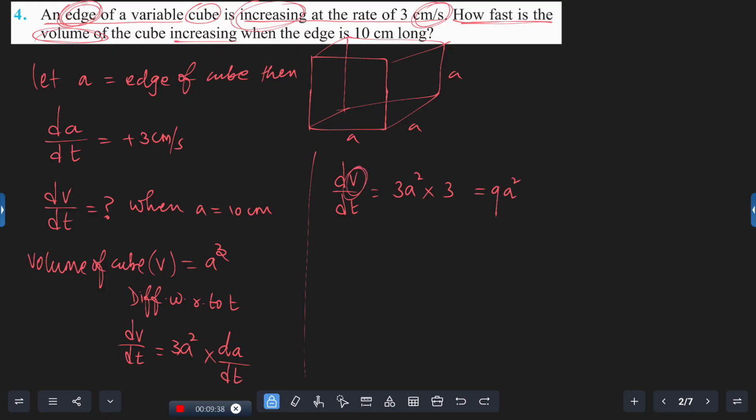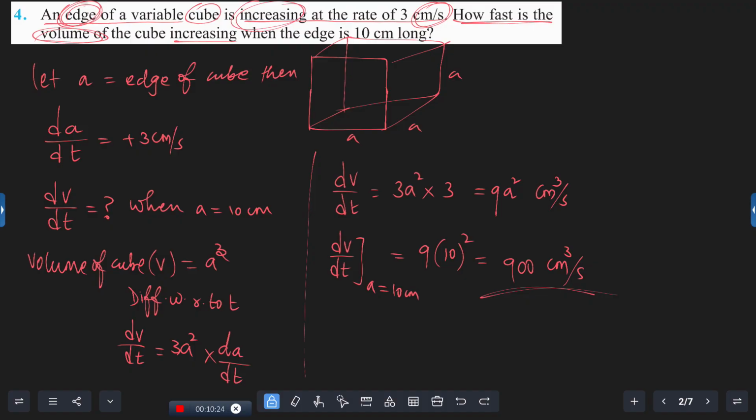The volume unit is centimeter cube per second. This is in general. Specifically, they have given the value: when the edge is 10, then a equals 10 centimeter, so 9 times a square, with a value of 10, gives 10 square. So that is 900 centimeter cube per second. Do you understand? I hope you understand this.